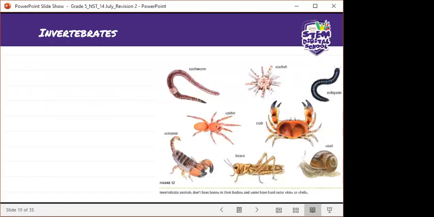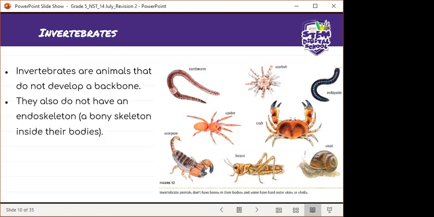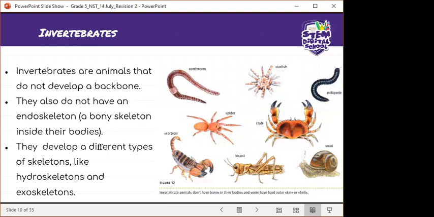Right. So here we have an example of invertebrates. These are animals that do not develop a backbone. They also do not have an endoskeleton. So this is a bony skeleton inside their bodies. They do not have it. They develop a different type of skeletons like hydroskeletons as well as exoskeletons. And we have examples here on the right, like the earthworm, scorpion, spider, crab, starfish, millipede, sorry, as well as the snail. Then we also have a locust, which is shown there.